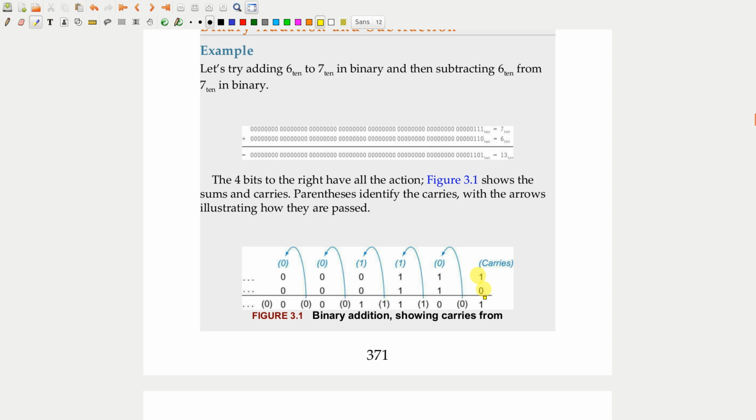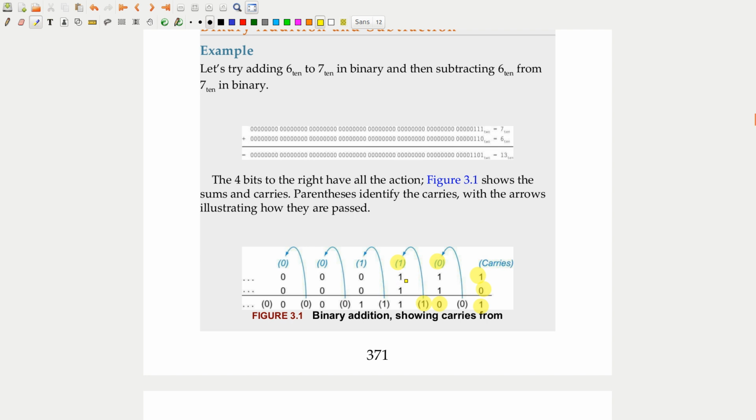Remember, this is all base 2, so we can't get numbers like 2, 3, 4, 5, 6, 7, 8, 9. These all have to be 0 or 1. So if we get 1 plus 1, that means we have a carry of 1 and a sum of 0. For the first sum, 1 plus 0 is 1, so we get a sum of 1. Over here, we didn't carry anything, so we look at the next two digits, 1 and 1. We add 1 and 1 together. We get 0, but we get a carry this time.